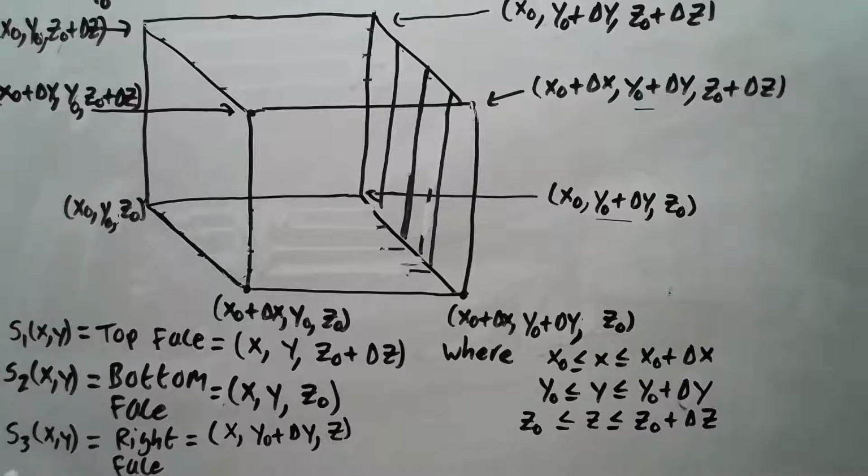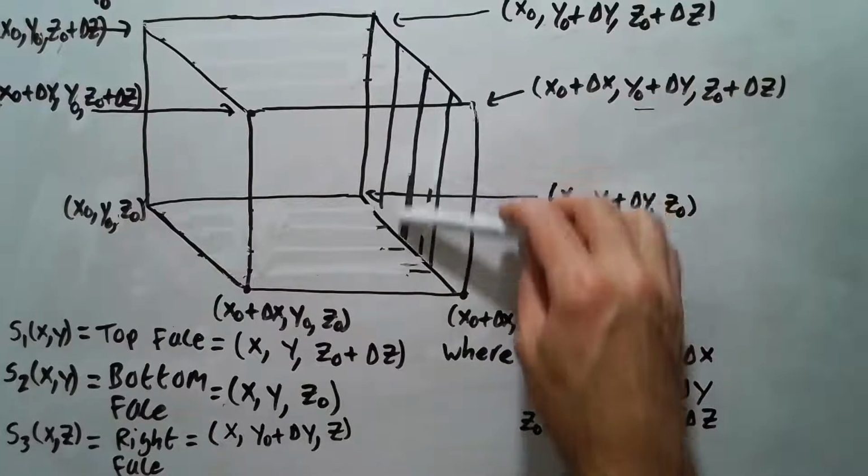Okay, so the right face, let's call it S3. So it's going to be, it should actually be a z here, not a y. So it'd be z here. So it should be a function of x and z, because the right face is over here.